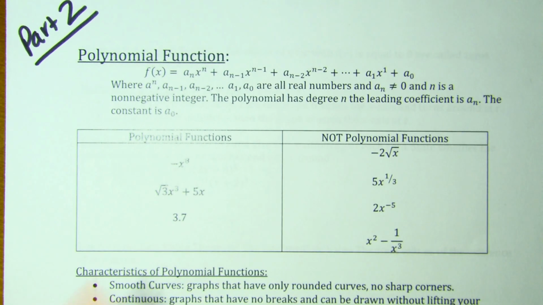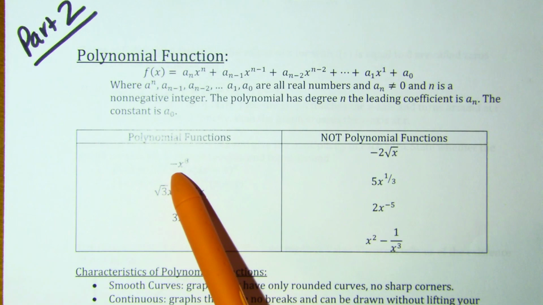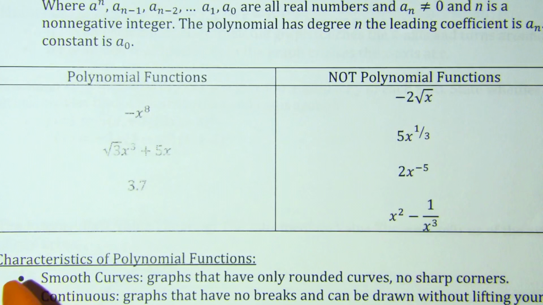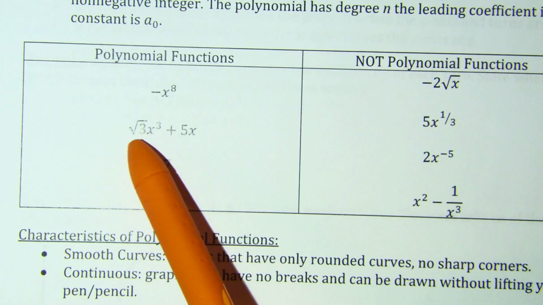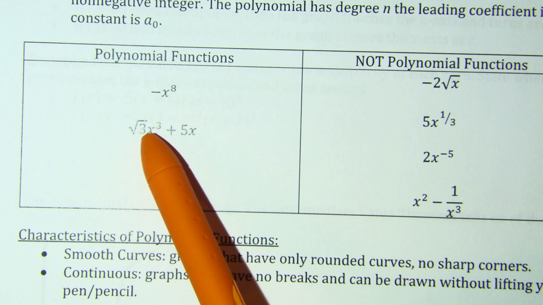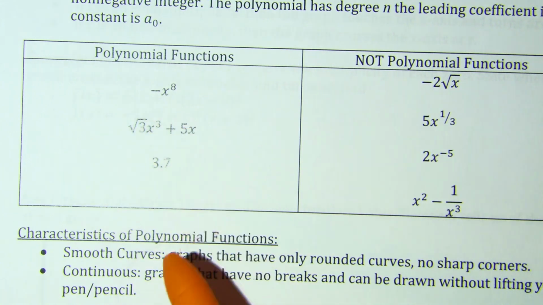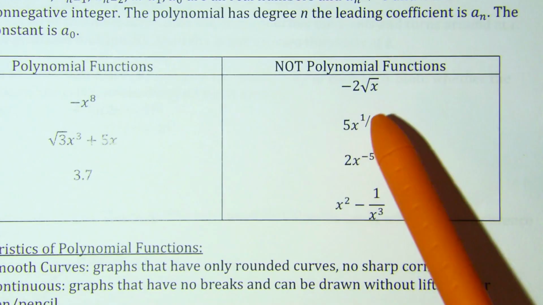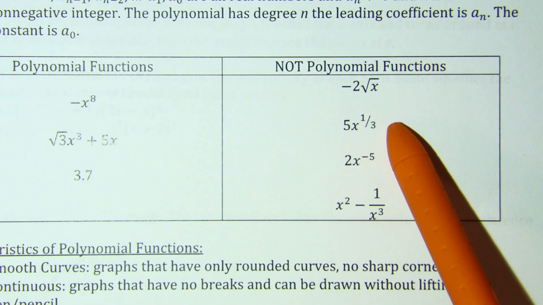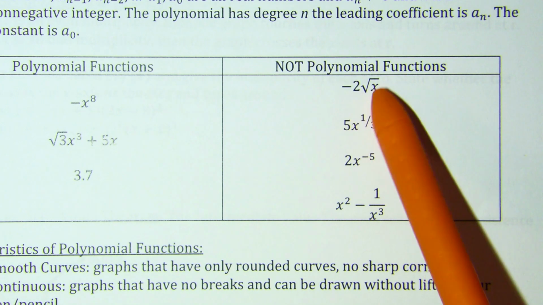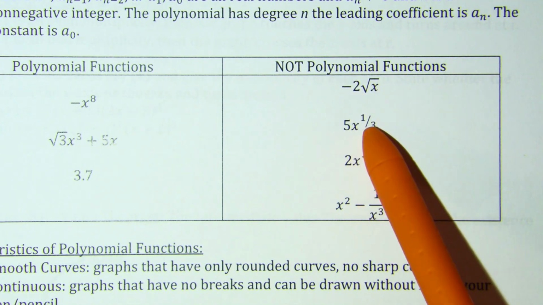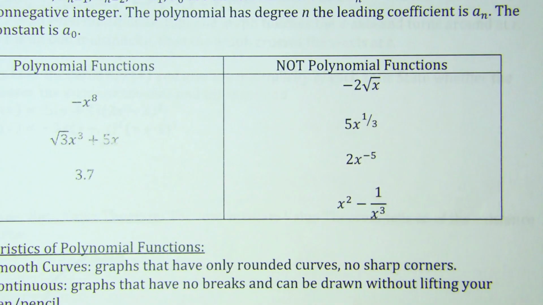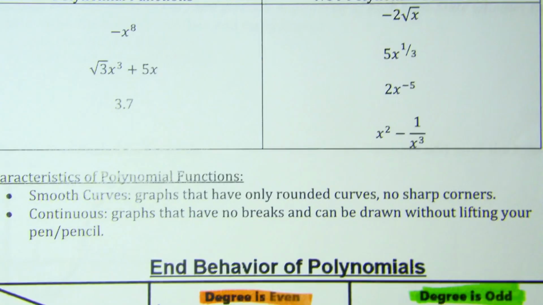Now here are some examples of polynomial functions. If I just have x to the negative 8, or negative x to the 8th power, and then if I have the square root of a coefficient, but the x is not in that square root, it's just x to the 3rd power and x, or just a constant number here, those are all polynomials. Over here would be examples of things that are not polynomial functions. Having a square root, or having a power that's a fraction, having a negative power, or having a variable in the denominator. Those are all examples of things that are not polynomials.